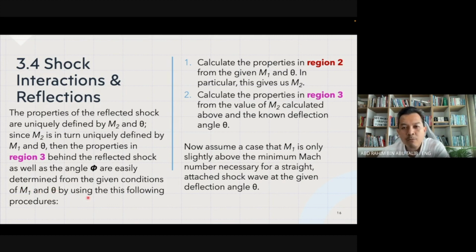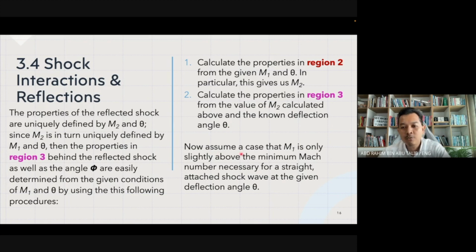By using the following procedure: number 1, you calculate the properties in region 2 from the given Mach number in region 1 and theta, in particular, which gives us the value of the Mach number in region 2. And then you proceed to calculate the properties in region 3, which is behind the reflected shock, from the value of M2 that you obtained here and the known deflection angle theta.